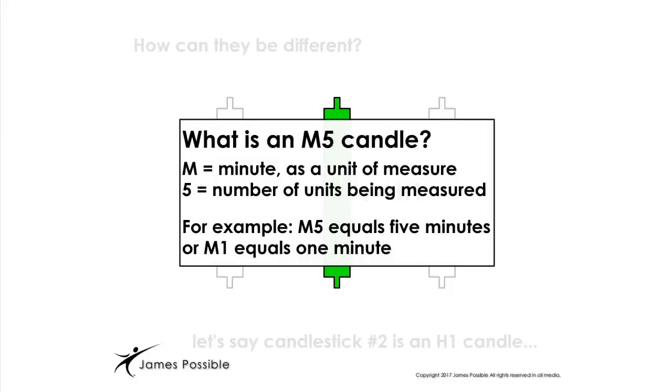Now we're going to be talking primarily about the H1 candles and M5 candles, so let's quickly talk about what an M5 candle is. M, again, is the unit of measure. In this case, it's a minute. 5, once again, is the number of units. So in this example, we have M5, which equals 5 minutes. Or, as I shared earlier, if you see M1, that would be a minute candle, and it'd be 1 unit, so a 1-minute candle.